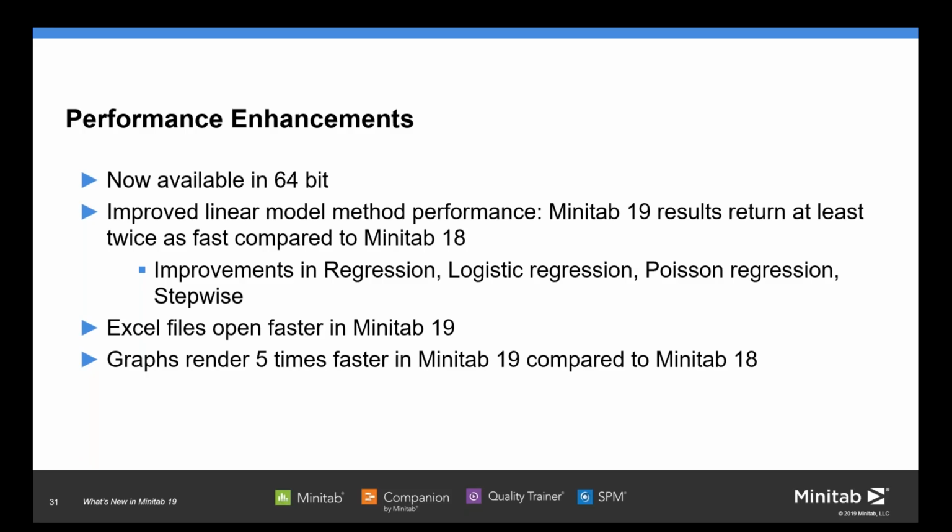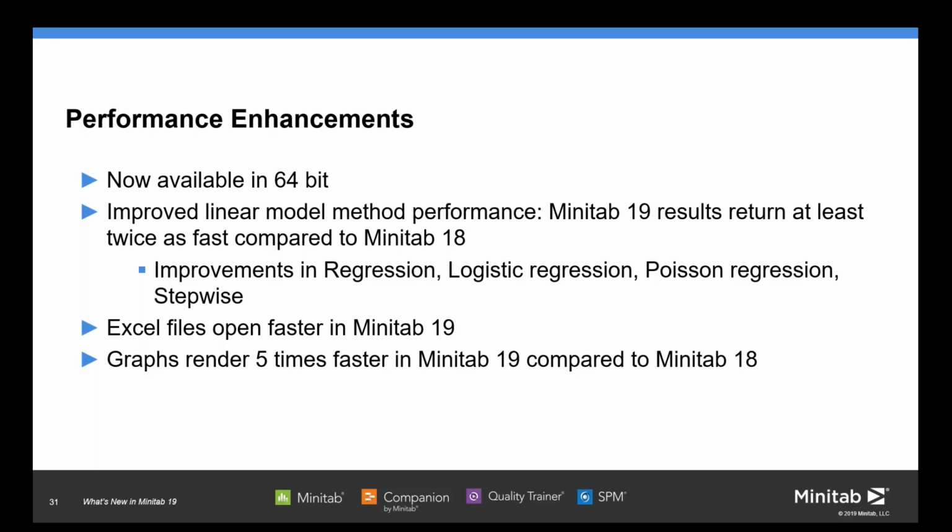We've also made quite a few improvements to some of the methods. The linear model methods, we improved that algorithm so that in release 19, you'll notice that we're getting results twice as fast, being conservative. It's a lot faster for most of the methods, where you'll see improvements to your regression, logistic regression, Poisson regression, and stepwise models. We're opening Excel files faster.